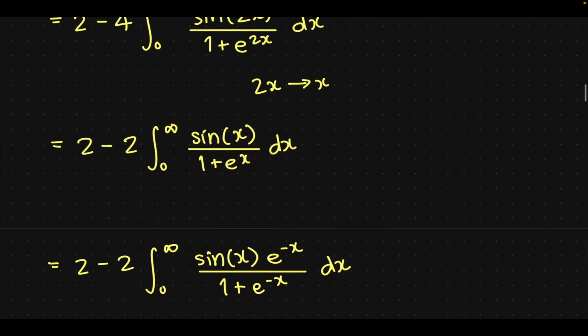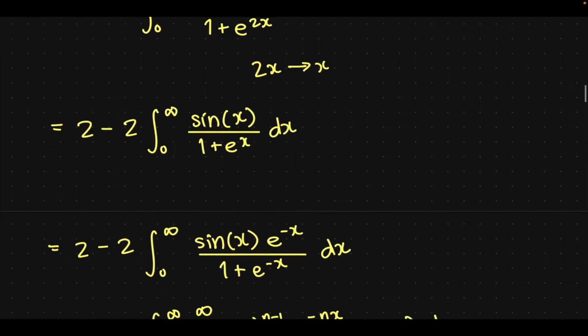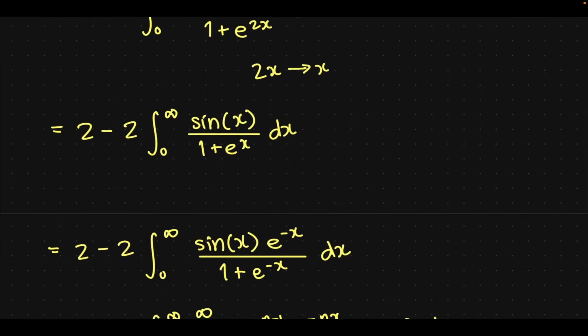But we want to use our geometric series. Whenever you see a 1 over 1 plus something, you want to use your geometric series. The problem is e to the x is not in its radius of convergence. We want whatever term is added with the 1 in the denominator to be less than 1. E to the x is not a good candidate, but I know what is. E to the minus x is.